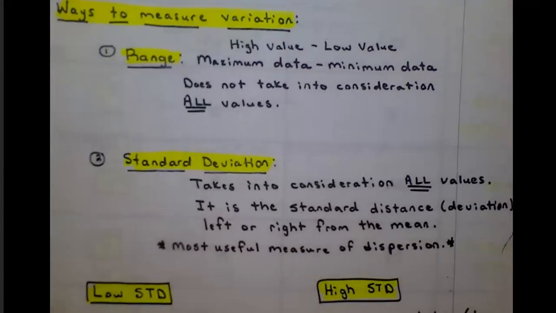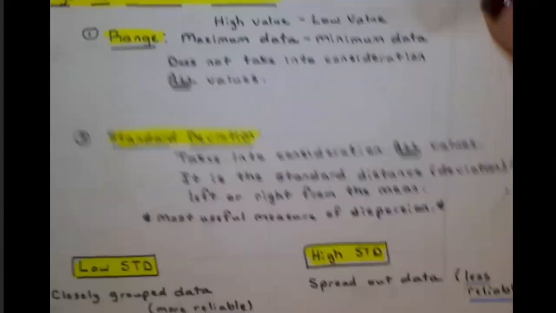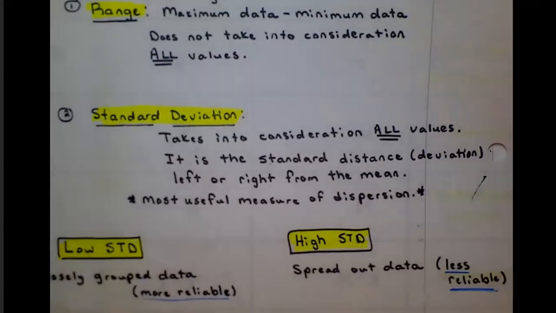Standard deviation, and you'll probably see this because you probably noticed some of your stats questions are not working out. It's more based on understanding at times. So standard deviation is your most useful measure of dispersion of data. And that is because it takes into consideration all of the values. It is the standard distance to the left or right from the mean.